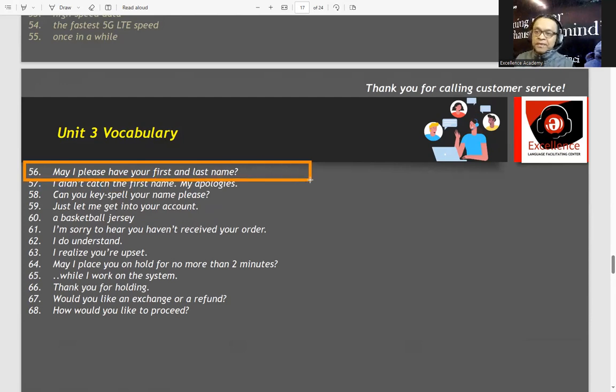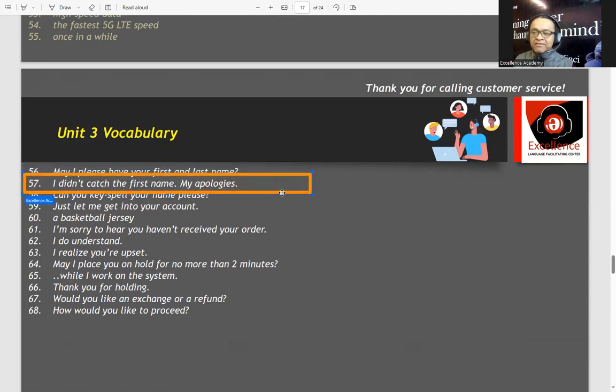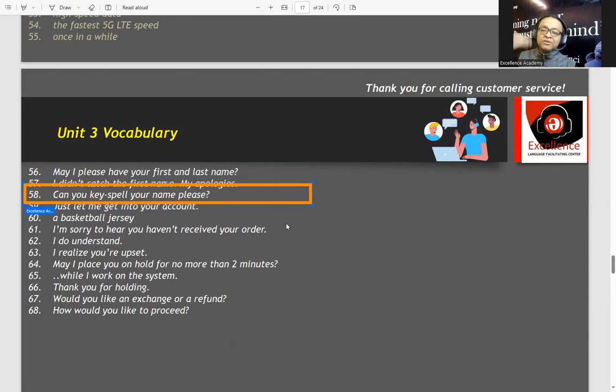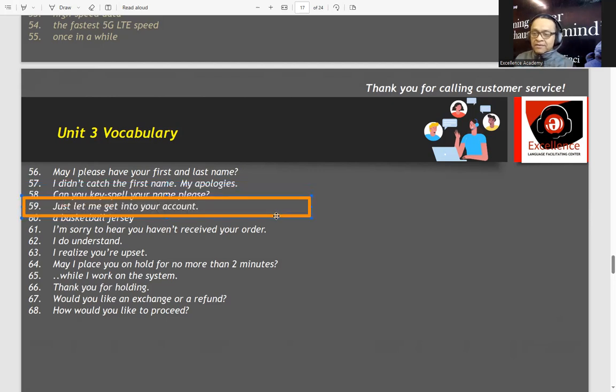In terms of the vocabulary, these are some of the phrases that you would have to use. For example, may I please have your first and last name? Requesting information with modals. 57, I didn't catch the first name. My apologies. When you want the customer to repeat something to you. 58, can you spell your name? When you need the customer to spell the name with a letter that represents it, or to help you with the spelling. 59, just let me get into your account.